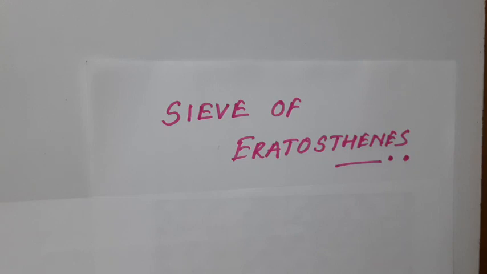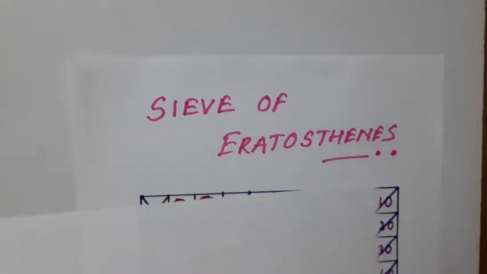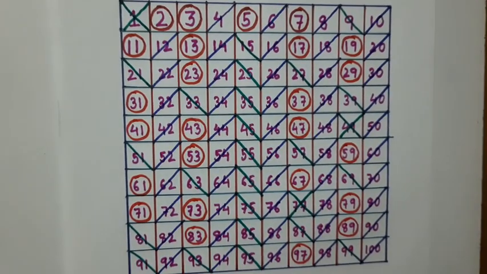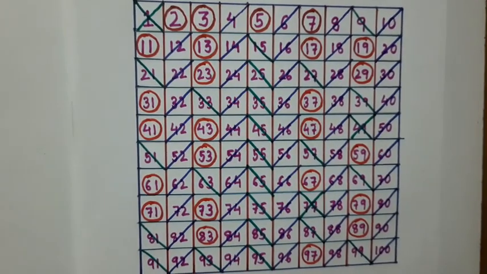It is named after a Greek mathematician, Eratosthenes, so it is called the sieve of Eratosthenes. Now let's see how it works. As you can see, we have a column of numbers from 1 to 100.